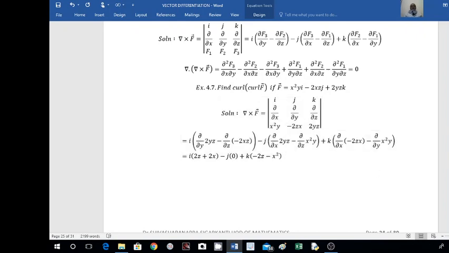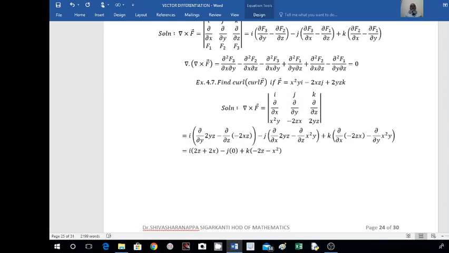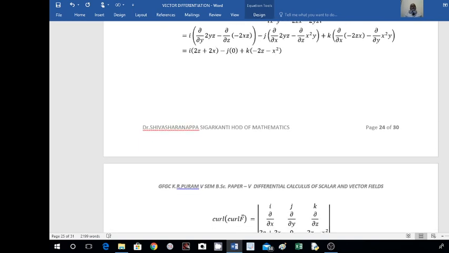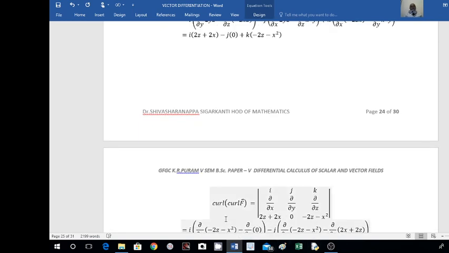Now I have to find out curl f. Curl f is nothing but, by the definition, the determinant: first row i j k, second row dou by dou x, dou by dou y, dou by dou z, third row the components of whatever the function is there: 2z plus 2x, second term is 0, third term is minus 2z minus x square.